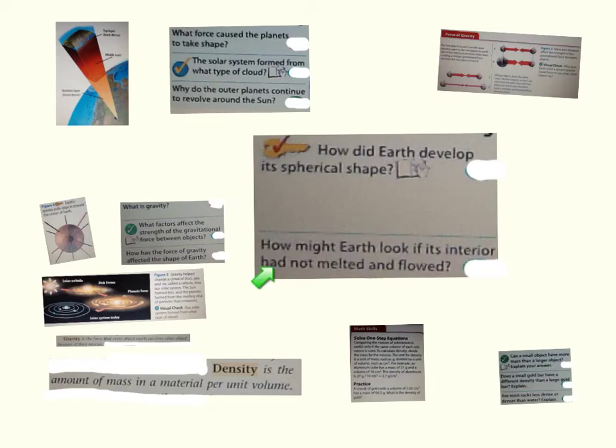Okay. The next question I want you to write down is this one. How might Earth look if its interior had not melted and flowed? How might it look? You can use some of the information you knew from the last lesson in reference to the lithosphere and the asthenosphere, which is in the mantle, to answer some of that question, okay, because that was from the last lesson. But this information here and this information here needs to be in your science journal.